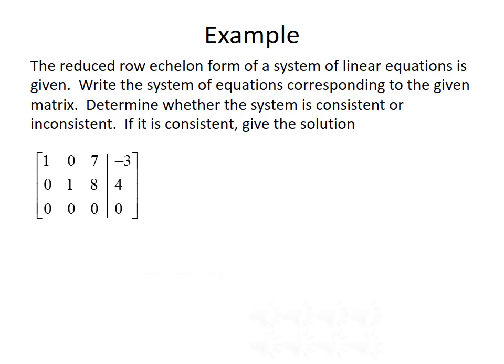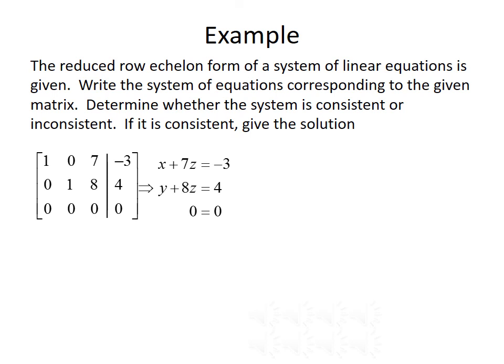Here's one last example. Again, the reduced row echelon form of the system is given. We want to write the system of equations that corresponds to the matrix and determine whether the system is consistent or not. If it's consistent, we want to find the solution. This time our matrix is 1, 0, 7, negative 3, 0, 1, 8, 4, and 0, 0, 0, 0. If we transform this to a system of equations, we'll get x plus 7z equals negative 3, y plus 8z equals 4, and 0 equals 0.